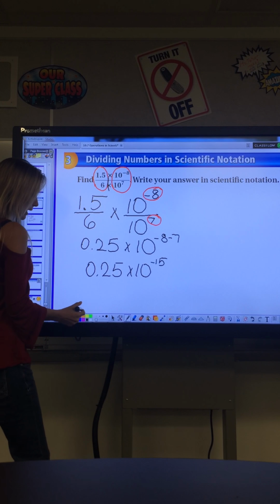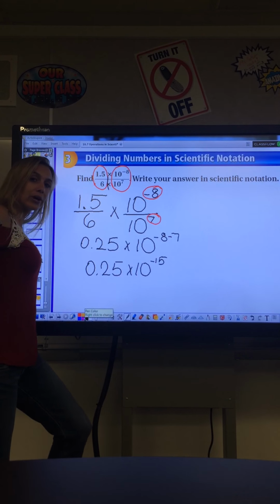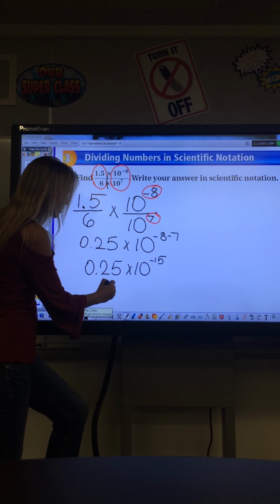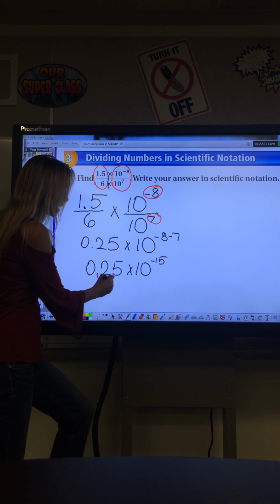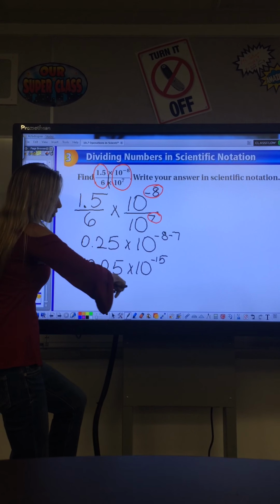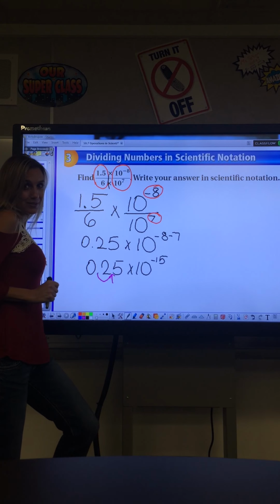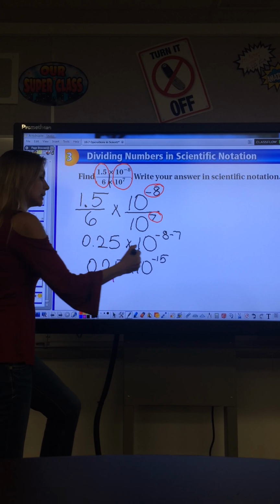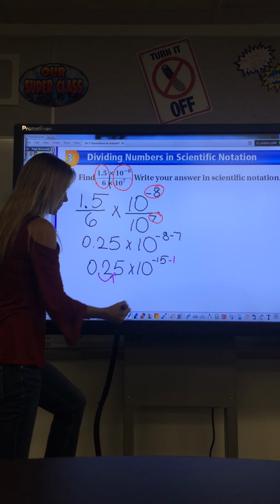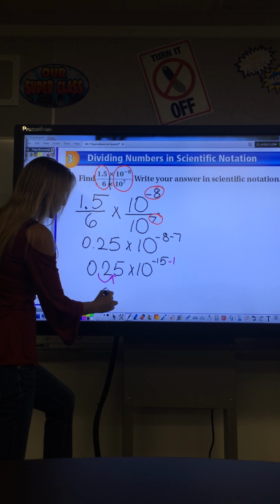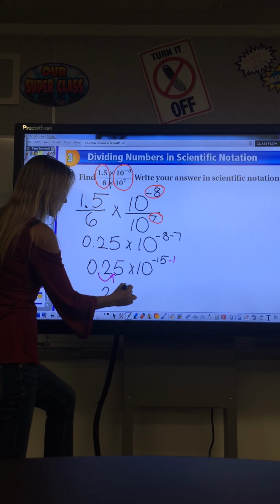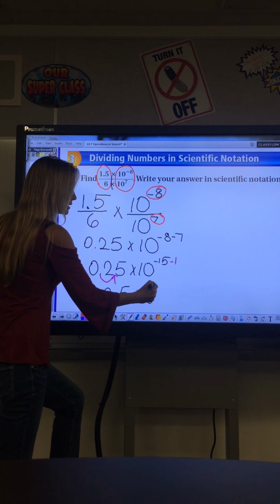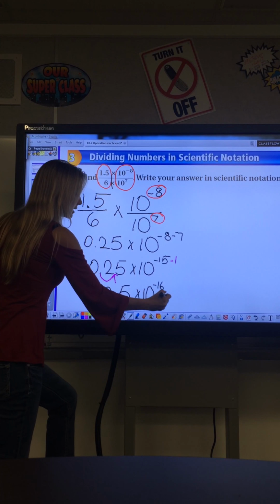Then I'm going to look and I'm going to say, all right, well, is my decimal point after the first counting number? No, it's not. It's after 0. The decimal point has to be over here, so I know I have to move it. If I move it to the right, I will be subtracting the one place I'm moving. I will be subtracting it over here. So it's going to be minus 1. So the answer will be 2.5 times 10. Negative 15 minus 1 is negative 16.